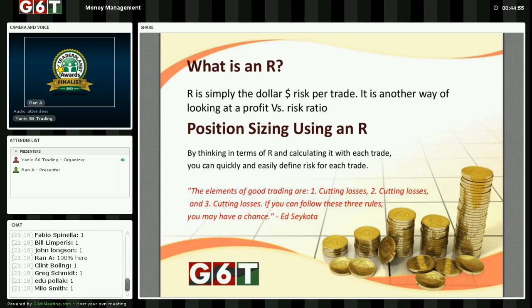At the G6 trading room, we are basically looking at or talking only R's. That's what you will hear in our room. That's what you will read in our blog, in our newsletters. Why do we do that? Why do we talk about R's only and not about dollars?